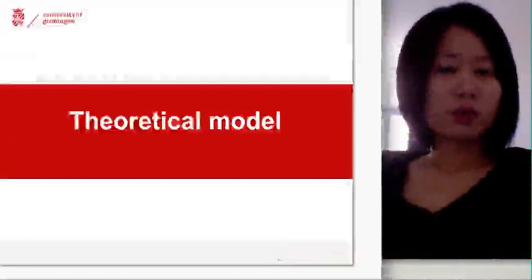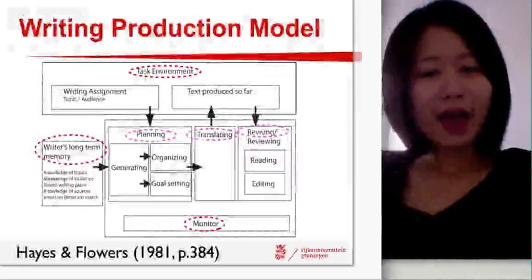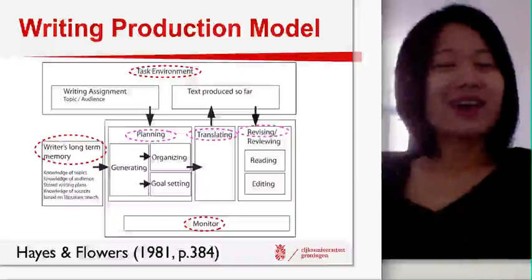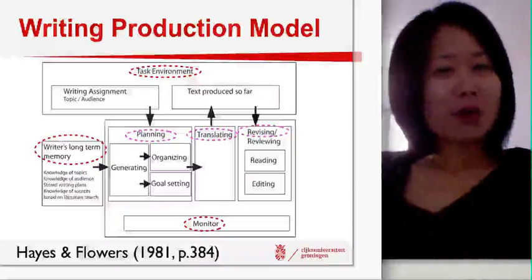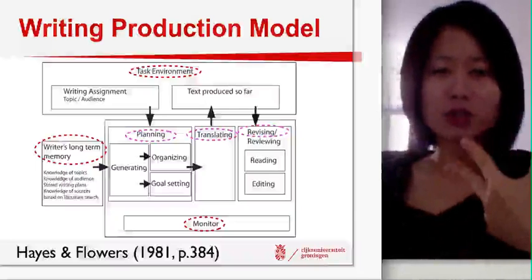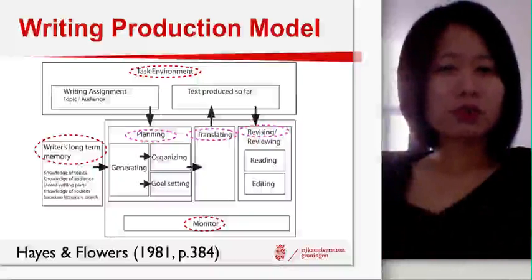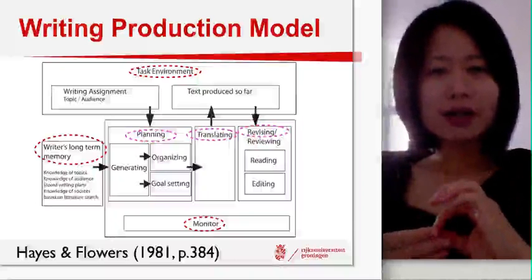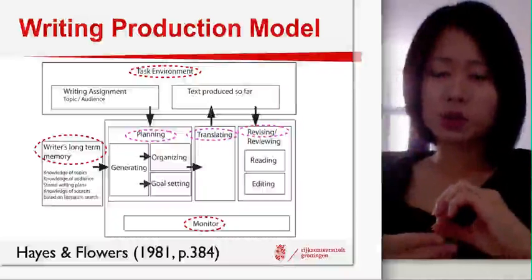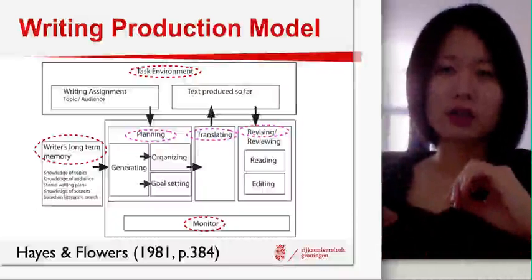So first, we will start with the writing production model, proposed by Hayes and Flowers in 1981, the year when I was born. There are three major components in this model: the text environment, writer's long-term memory, and the monitor. Text environment is composed of writing assignment and text produced so far. Writing assignment is that learners have to take the topic and the audience into account when they write.